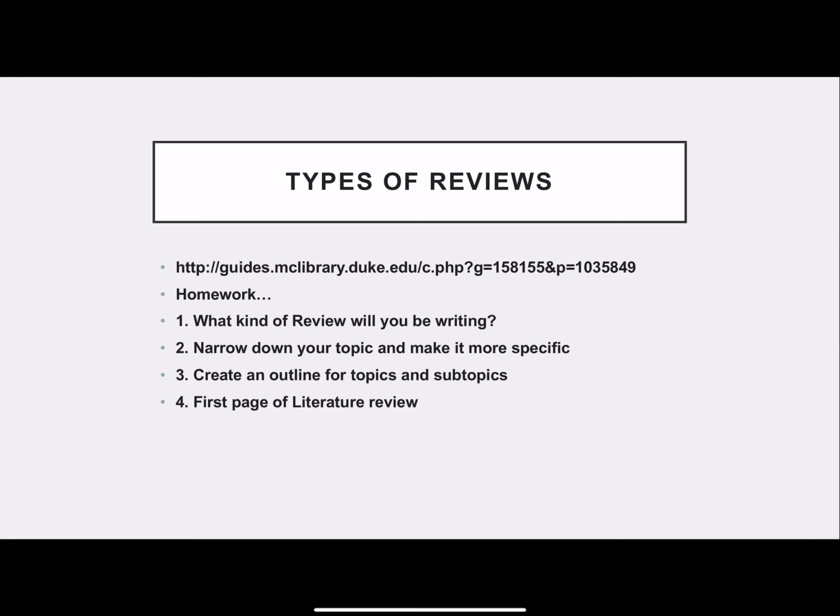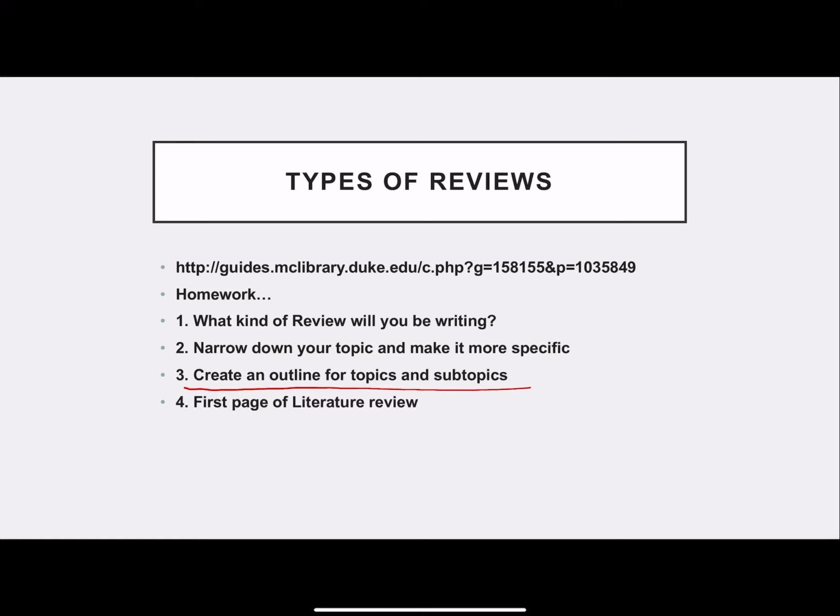For you to write a good review, you need to know what kind of review you'll be writing. So one of the things I want you to do is take your time to search for literature reviews and see what the characteristics of a literature review are. You can go to this Duke University website that I have here, and that would help you also. Then I want you to narrow down the topic you're writing and make it more specific. We'll talk about that in a second. Also, create an outline for topics and subtopics. Your homework for next week is actually this: creating an outline for topics and subtopics.